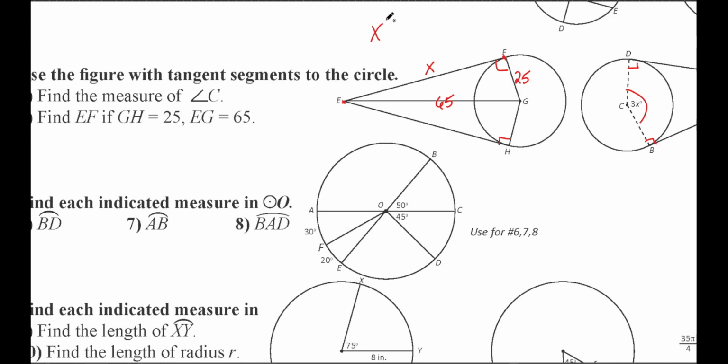So this would be what? X squared plus 25 squared equals 65 squared. And then you solve for x. And that's what EF is. All right. So whatever you get for that, there you go. 65 squared, calculator, right? That's a big number. I don't know what that is off the top of my head. But then you subtract 25 squared from it, take the square root, boom, you got x. No biggie. Everybody good?